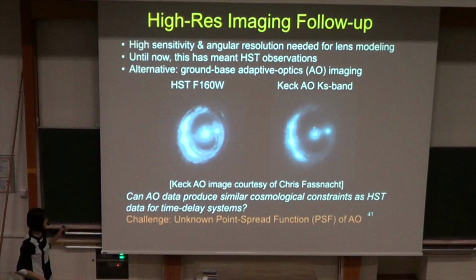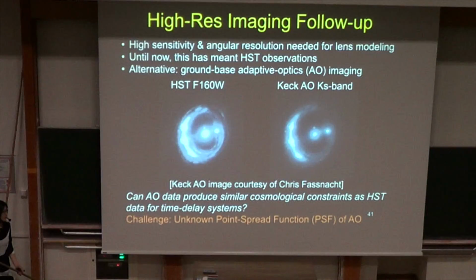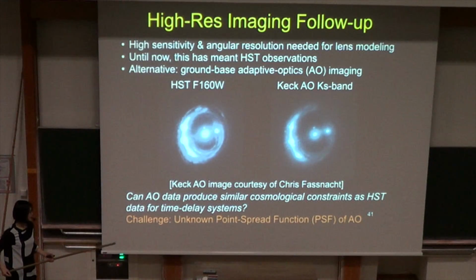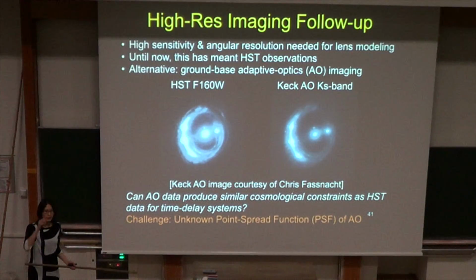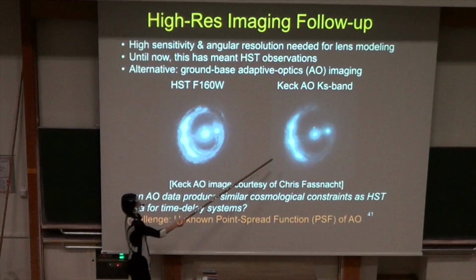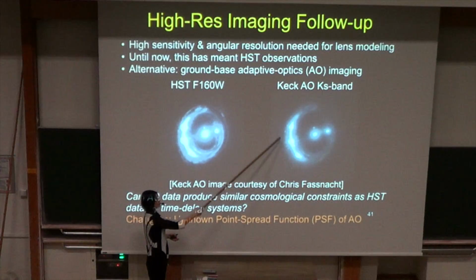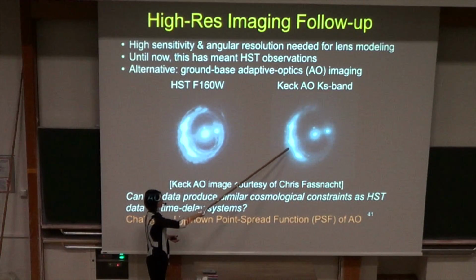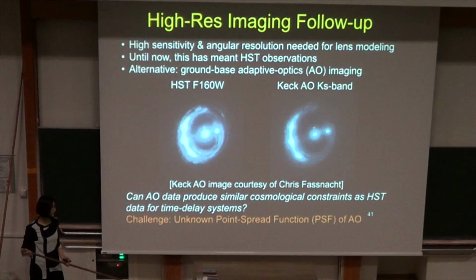But then the challenging question is, can AO data actually produce similar cosmological constraints as Hubble Space Telescope data for time delay systems? The main challenge here is that we do not know the point spread function of the AO system well enough. The point spread function will spread out the light from the quasar. The quasar light outshines the light of the ring, typically the host galaxy of the quasar. We really need to know the point spread function accurately in order to extract the ring for our lens mass model. Not knowing the point spread function in advance is a challenge.